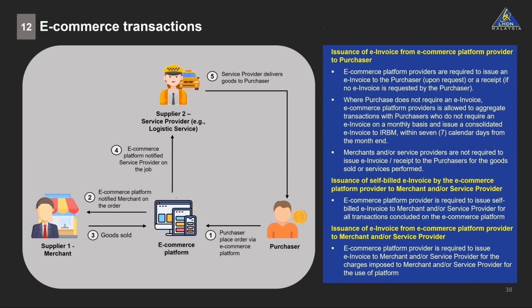Okay. So the nombor tiganya ialah issued of e-invoice from e-commerce platform provider to merchant and or service provider. So the e-commerce platform provider is required to issue an invoice to the merchant and or service provider for the charges applied to the merchant and or service provider for using the platform.